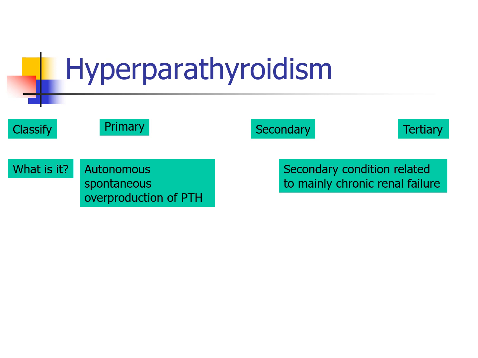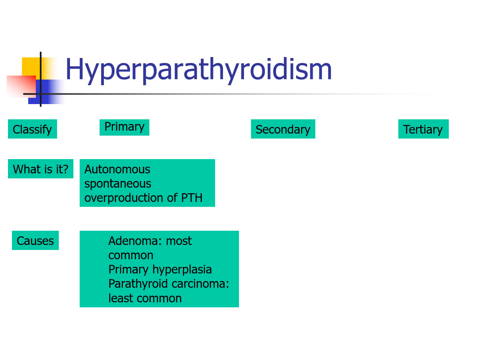Primary hyperparathyroidism is caused by autonomous spontaneous overproduction of parathyroid hormone. We will look at the causes later. Secondary and tertiary hyperparathyroidism are conditions related mainly to chronic renal failure. The causes of primary hyperparathyroidism include adenoma, which is the most common cause, primary hyperplasia, and parathyroid carcinoma, which is the least common cause.